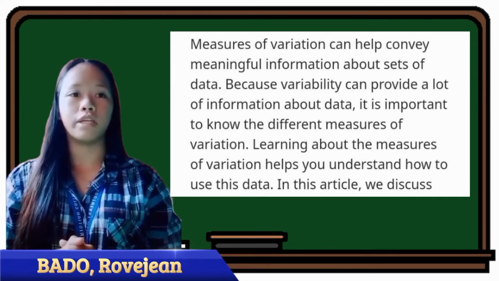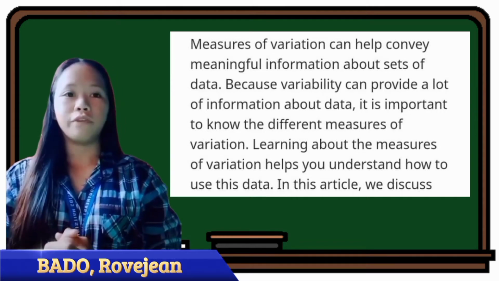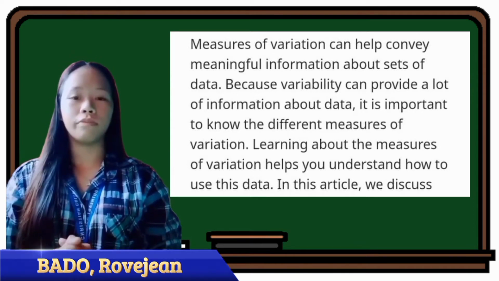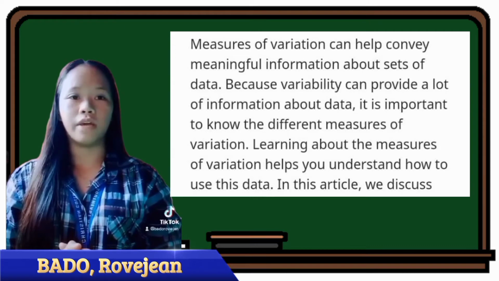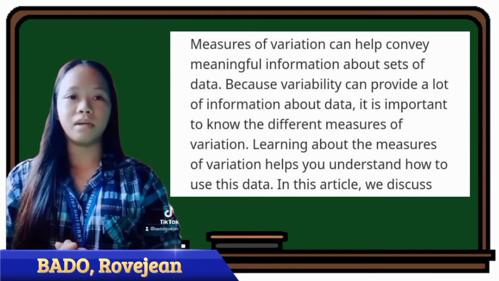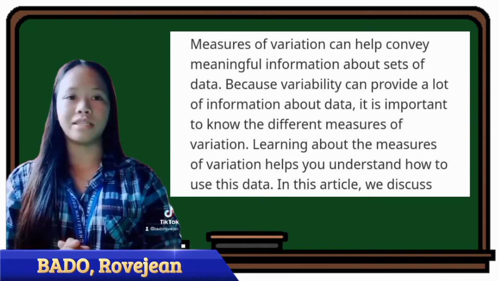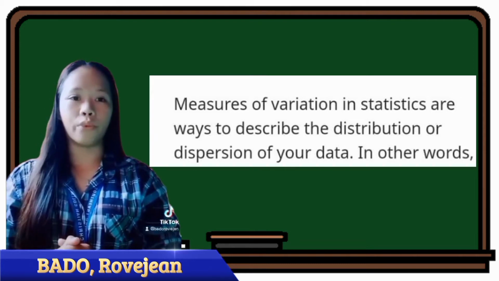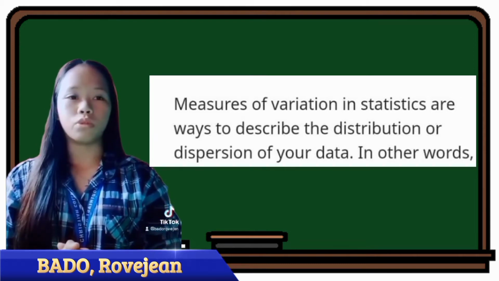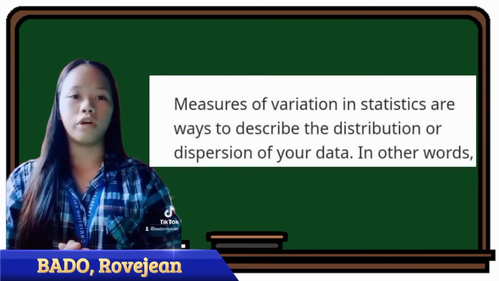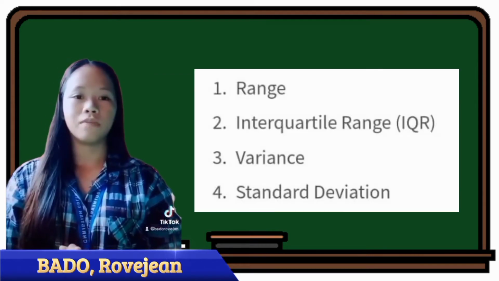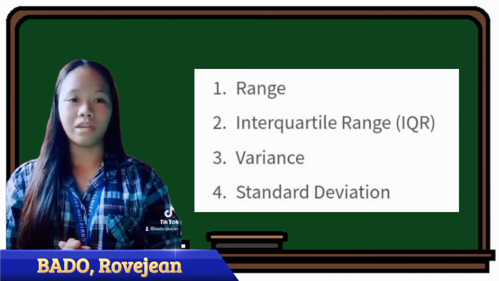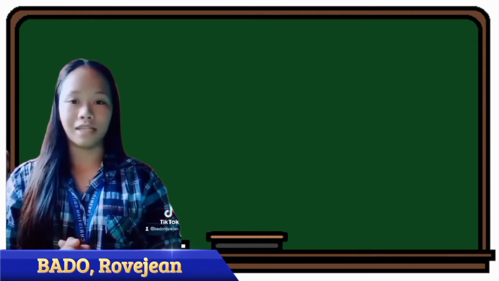Also, measures of variation can help convey meaningful information about sets of data because variability can provide a lot of information about data. It is important to know the different measures of variation. Learning about the measures of variation helps you understand how to use this data. Measures of variation in statistics are ways to describe the distribution of your data. So there are four measures of variation. First is range, second is interquartile range or IQR, the third one is variance, and the fourth one is standard deviation. So that's all, and God bless.